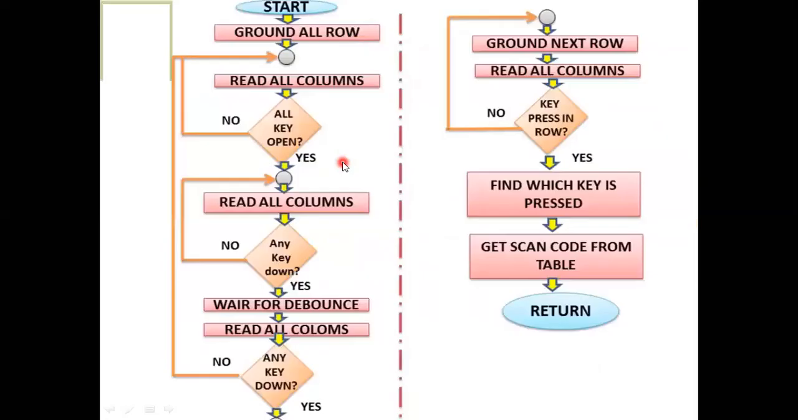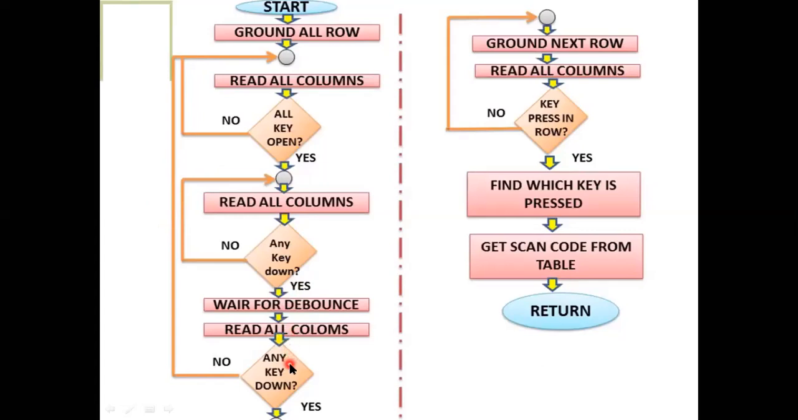Coming to the flow chart. Start: first ground all rows, and after grounding all rows, read all columns. When all keys are open, read all columns again. When any key is pressed, you have to read the column. After reading, if there is no debounce, it comes back to the initial state. If it is a debounce, you have to wait for the debounce, and similarly read all columns.